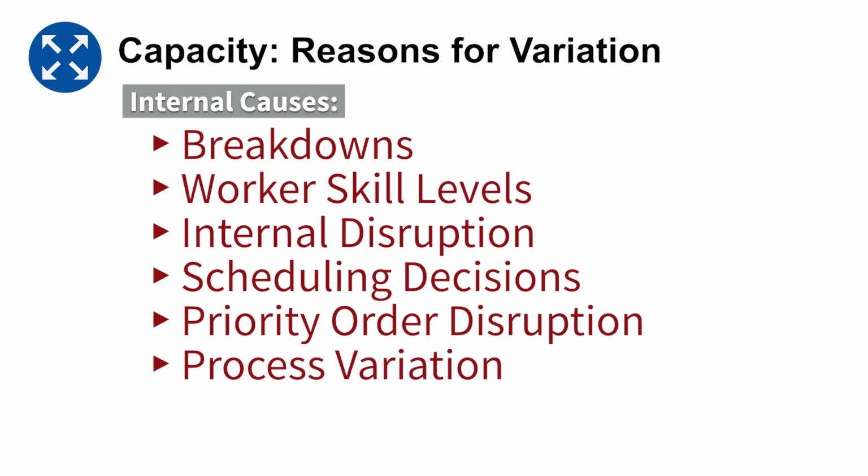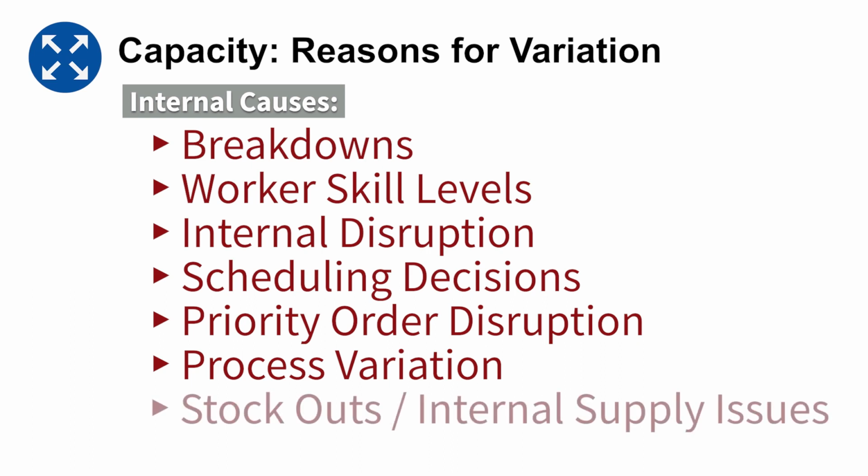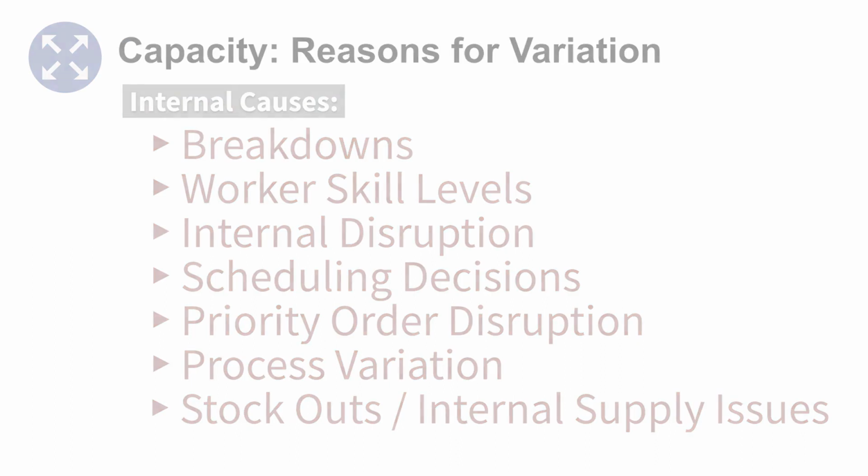Processes have variation. If you cook a family barbecue 10 times, it won't always take exactly the same time. That's still true if your business is barbecuing family dinners in a restaurant. A final example is internal supply issues, running out of raw materials or having to go and look for them, coordination issues or stockouts.